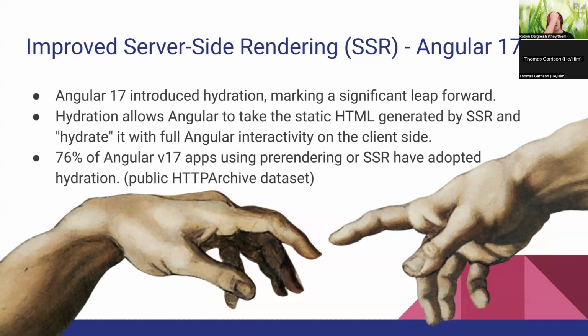So hydration allows Angular to take the static HTML generated by SSR and hydrate it for full interactivity on the client side. So that interactivity can be delivered all together. Under the hood, Angular tries to match the existing DOM elements to the application structure at runtime and reuses DOM nodes whenever possible. Without hydration enabled, server-side rendered Angular applications will fully destroy and re-render the DOM.